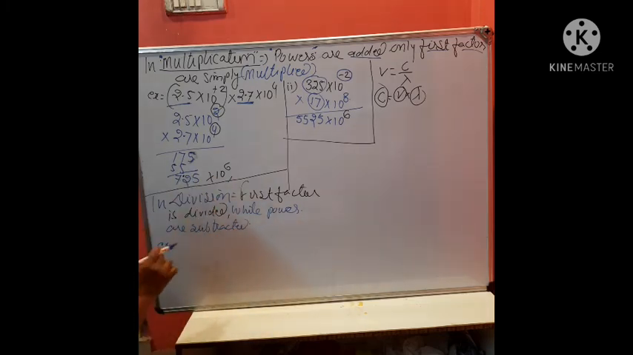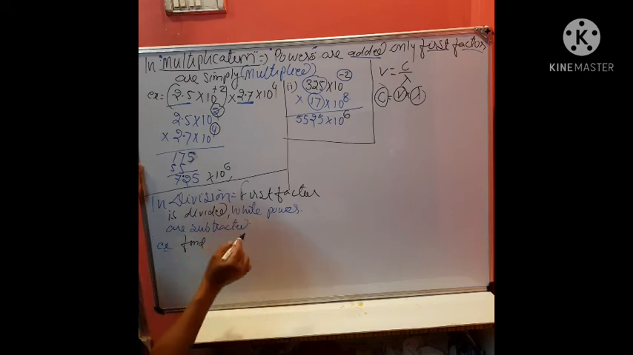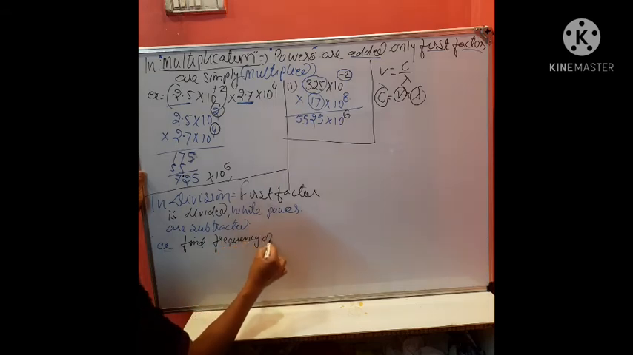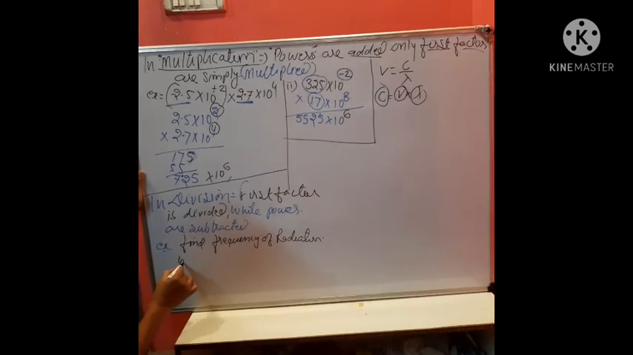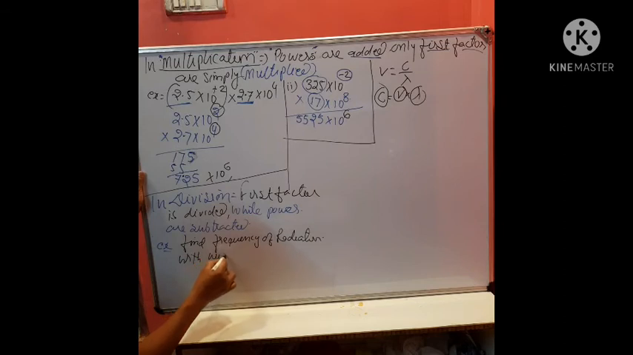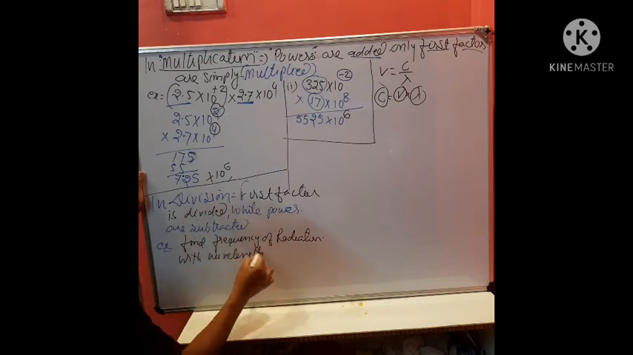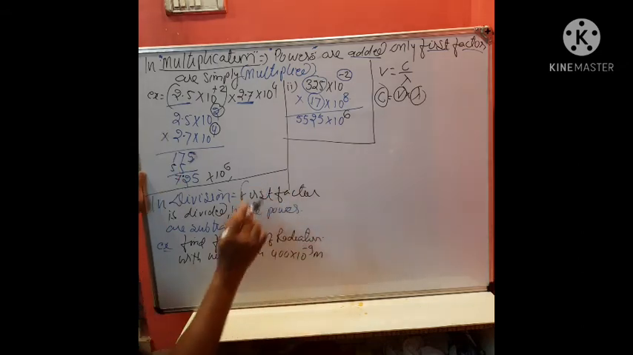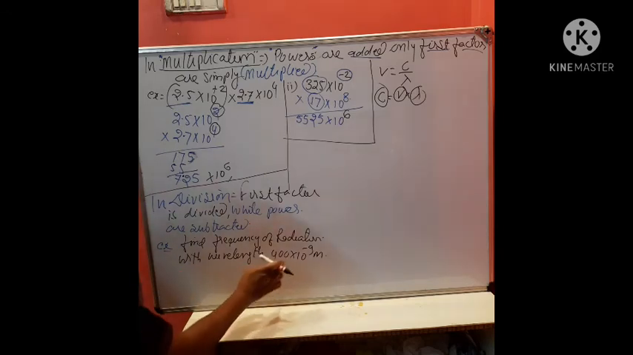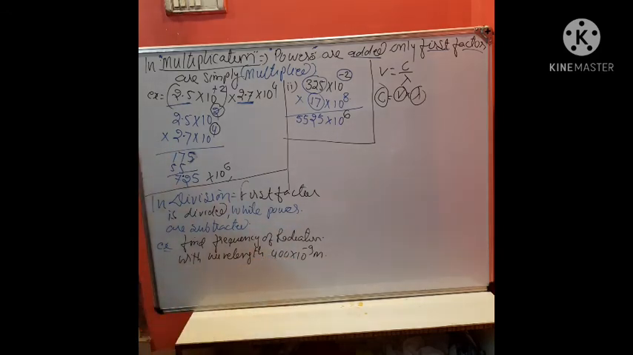Now let's see a simple question. Find the frequency of radiation with wavelength 400 into 10 to power minus 9 meter. Now look here, a very small number is given, and its frequency we have to find.